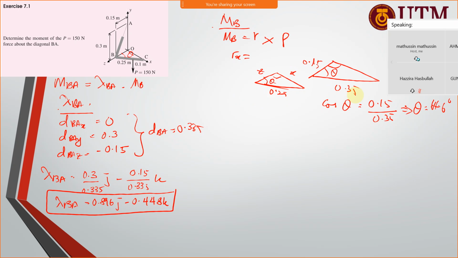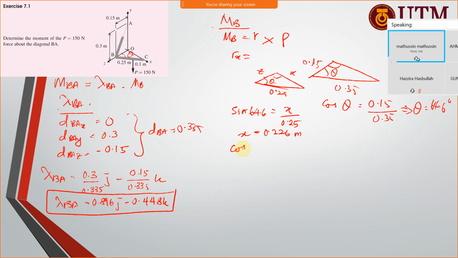Since theta 64.6, jadi kita boleh guna sin untuk dapatkan x. Sin 64.6 sama dengan x bahagi 0.25. Jadi x sama dengan berapa? Sin 64.6 darab dengan 0.25. 0.226 meter.